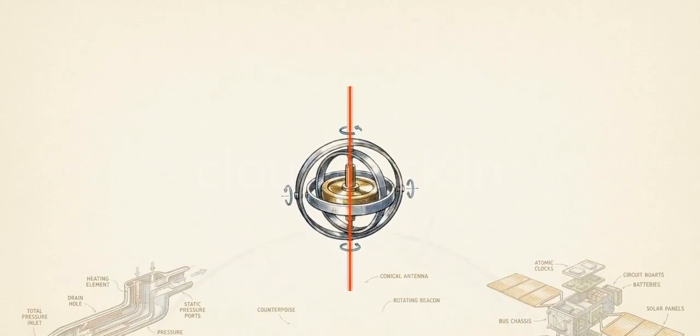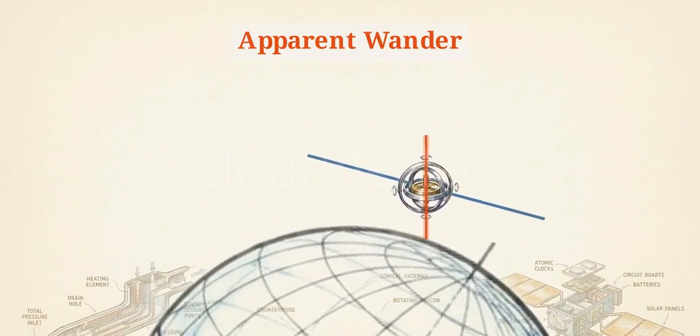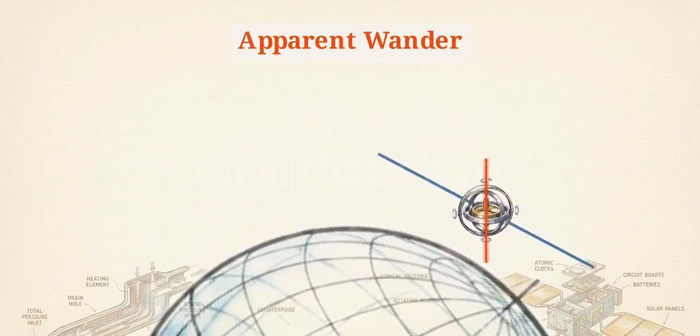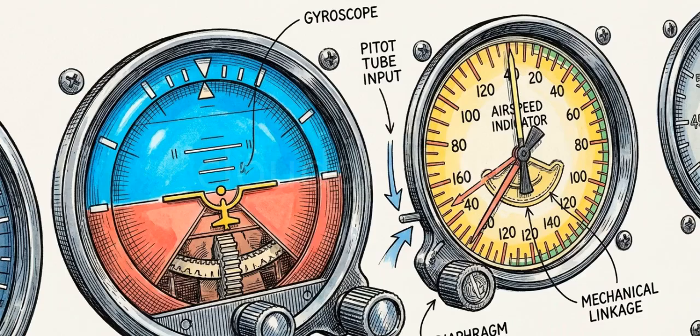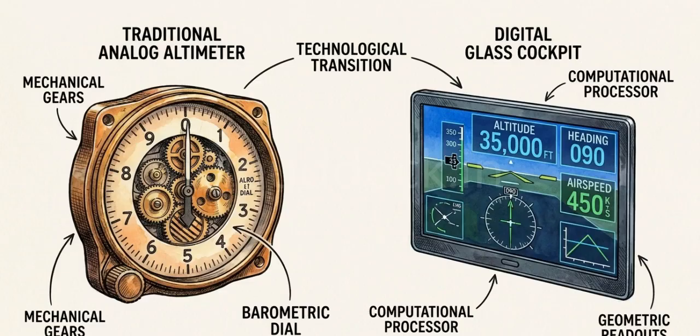However, because gyros maintain rigidity relative to space, Earth's physical rotation beneath them causes an apparent tilt known as apparent wander. Pitot tubes and mechanical gyros provide instantaneous autonomous feedback, but they are bound by internal friction and atmospheric variations. They require a higher tier of mathematical integration to maintain long-term accuracy.